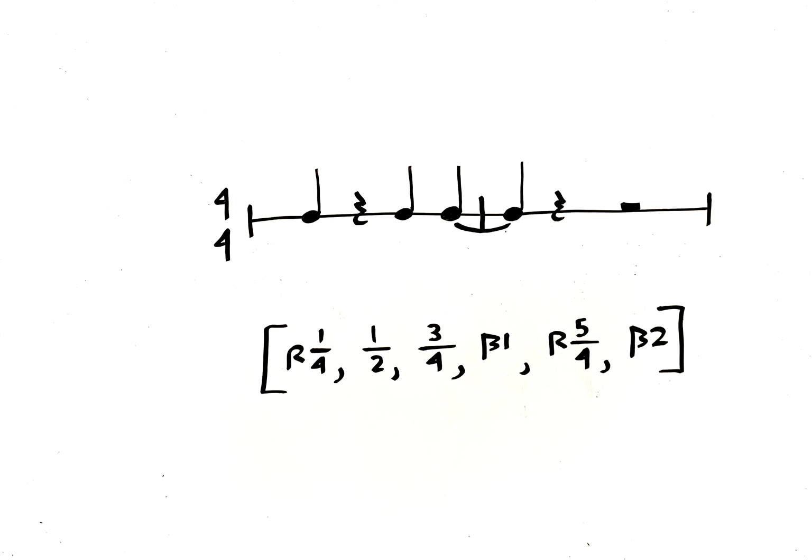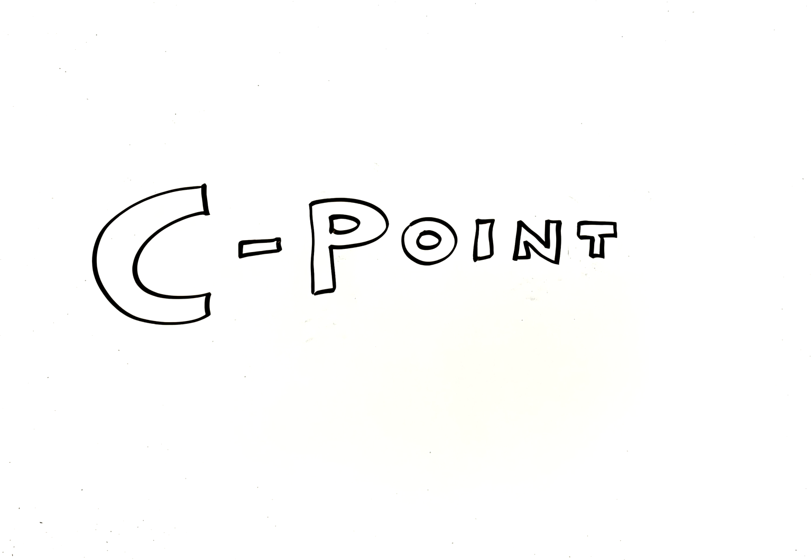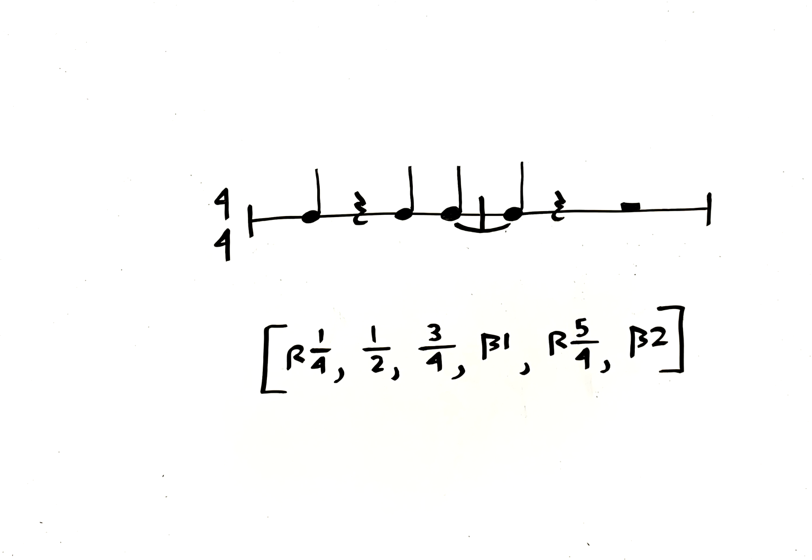Therefore, we've taken these two measures and simplified them into a code of only 6 numbers. R 1/4, 1/2, 3/4, B1, R 5/4, B2. I'm calling this the C-point method of analyzing a rhythm. If you only want to define the notes, and you don't care about the last bar line, then you can just leave it out of your analysis. If you do this, you no longer need the R on the last number you write, because you're no longer saying there's a rest there. You're just saying that's where the last note stops.